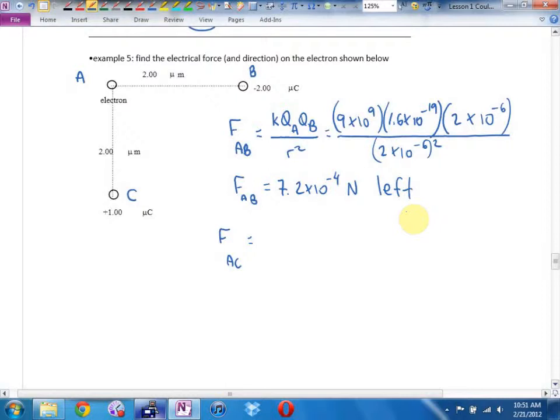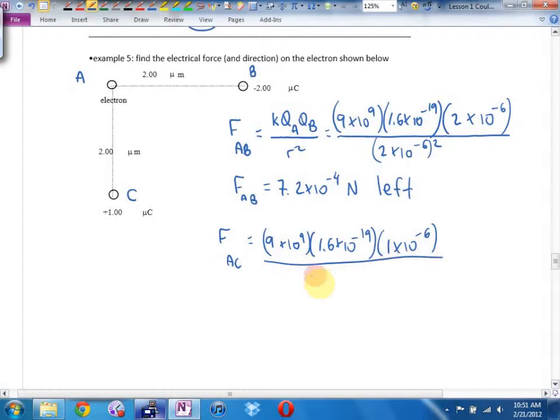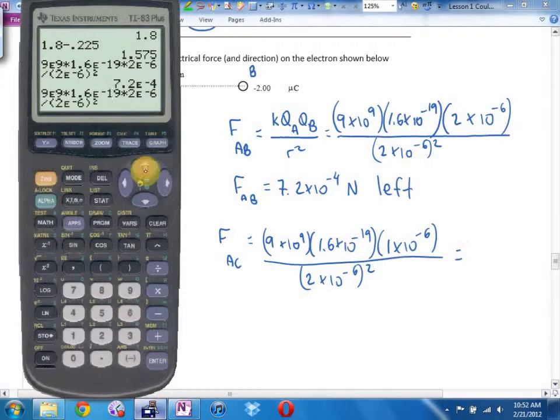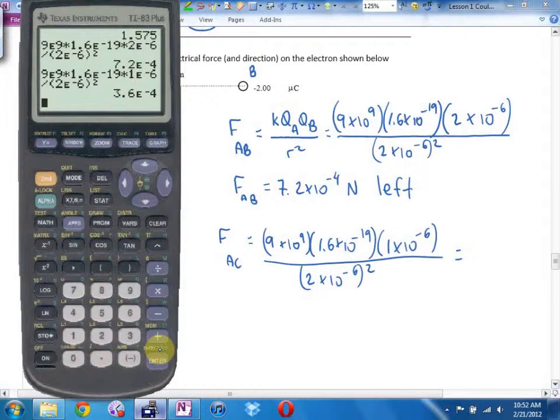Okay. Let's also find the force between A and C. That's going to be 9 times 10 to the 9th. Charge A, which is still 1.6 times 10 to the negative 19. Charge C is positive 1 microcoulomb. And the distance is still 2 times 10 to the negative 6 squared. I think I can go second function enter and just change this to a 1. You get 3.6 times 10 to the negative 4? Zay, yeah?